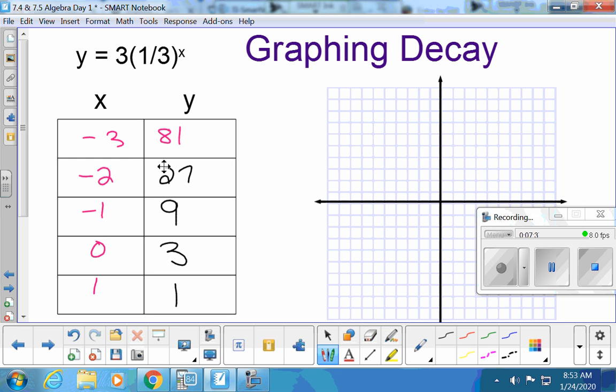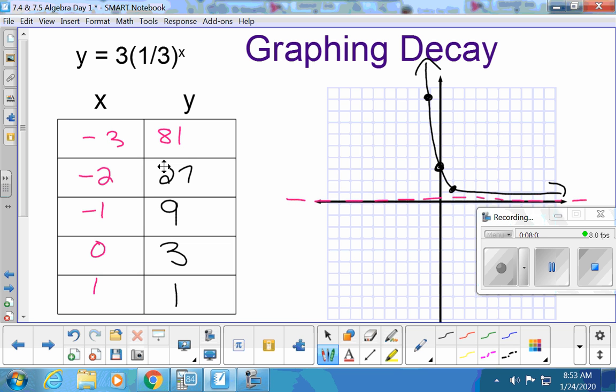I can only fit 3 of these on my actual picture, so my picture doesn't go up to 27. At -1, I'm at 9. At 0, I'm at 3. That's my y-intercept. At 1, I'm at 1. So it's shrinking. You can click graph to actually see it if you want. But we still have that asymptote here. It's still preventing us from ever going into a negative region.